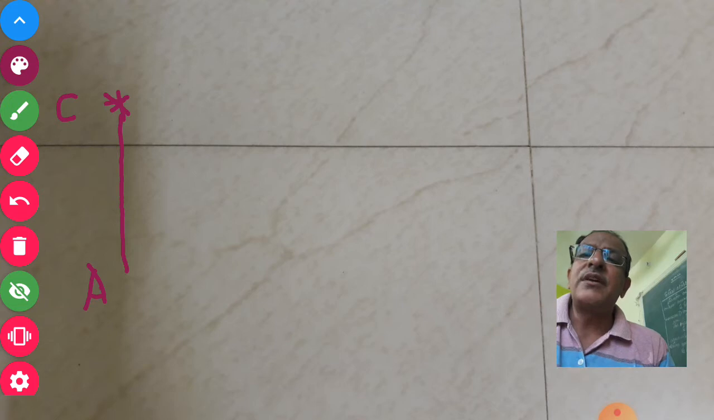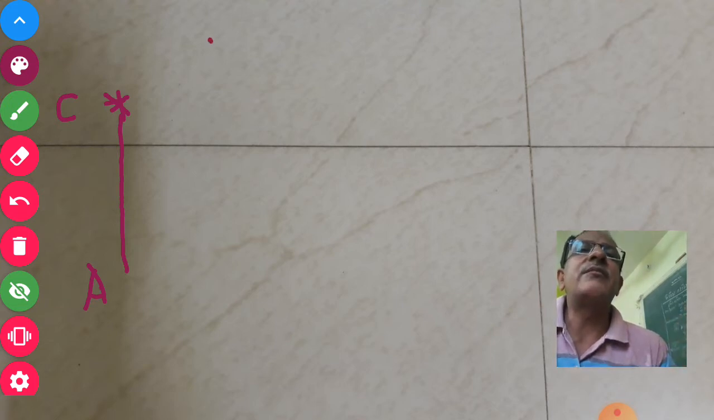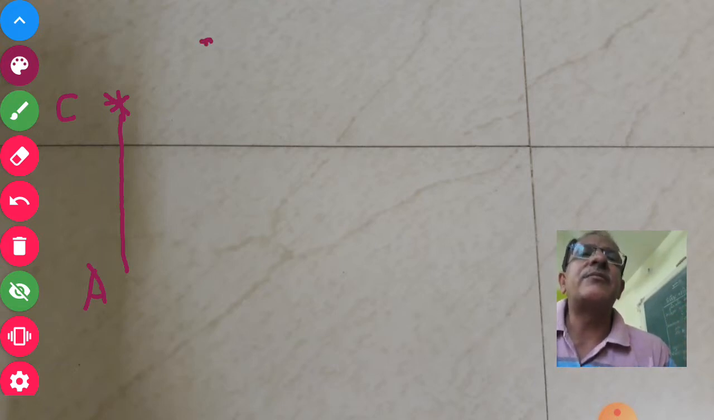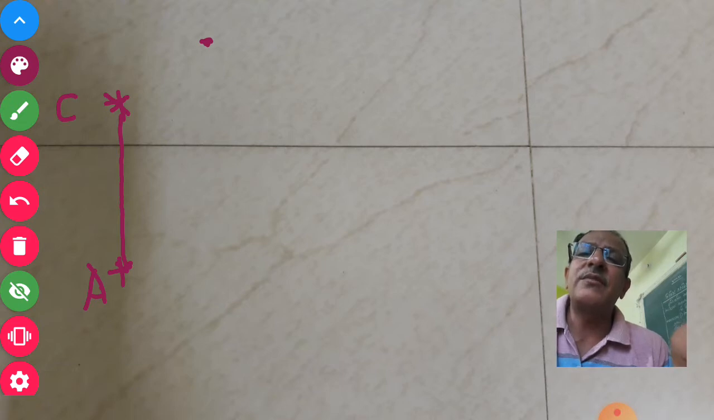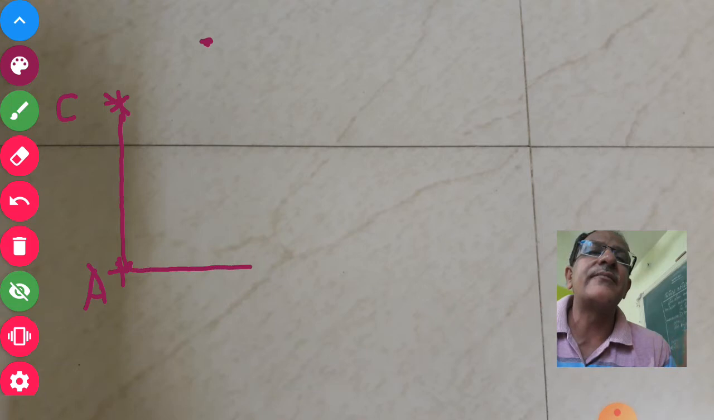And spots a very distant object O. Say this is a distant object, and he spots this object. He is looking at this object from his position at A. Now what does he do? Then he walks perpendicular to AC, so he goes in this direction.